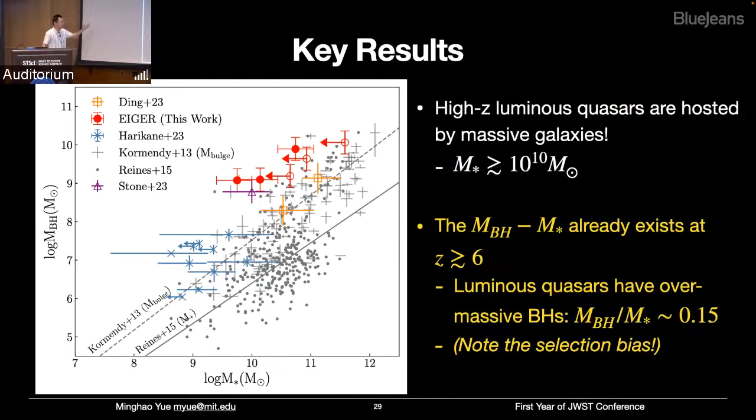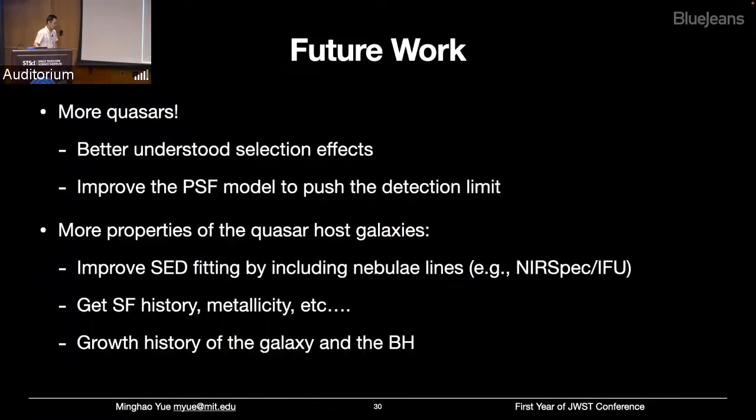And also for high redshift quasars, as mentioned in previous talks, they have a pretty large black hole mass to stellar mass ratio, about 15% in our sample. But as discussed by Dale and Fabio, this comparison is subject to some selection effects, which is something to keep in mind. To bring my talk to the end, I'm going to mention some future studies we are going to do.